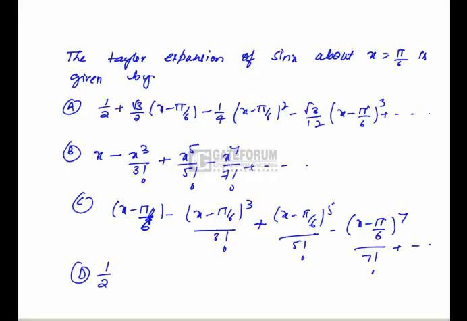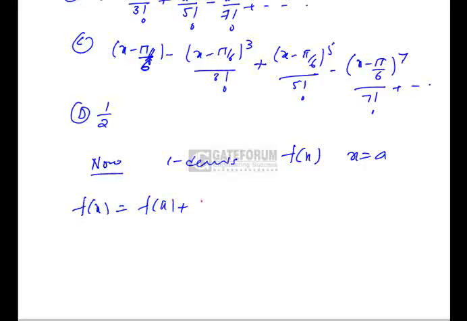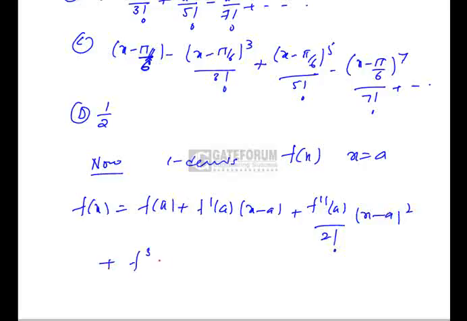Now in this problem, we have to find the Taylor expansion of sin x at x equals pi by 6. Now, the Taylor expansion in one dimension, if f of x is any function at x equals a, is given by the formula f of x equals f of a plus f dash a into x minus a plus f double dash a by 2 factorial into x minus a whole square plus triple differentiation of f of a by 3 factorial into x minus a whole cube, and so on, up to the nth term.